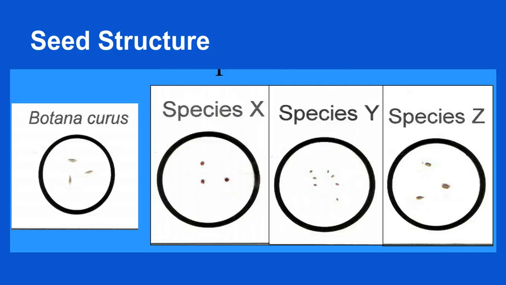We can also compare the seed structure in terms of plants, that is how the seed looks, and compare that to the other species. So this seed is kind of elongated and relatively small. Species X is brown and circular. Species Y is small and elongated. Species Z is elongated and also relatively small. So the similarity is that all of the seeds are small. The dissimilarities are that species X and species Y have a different shape and color than that of Botanocurus.